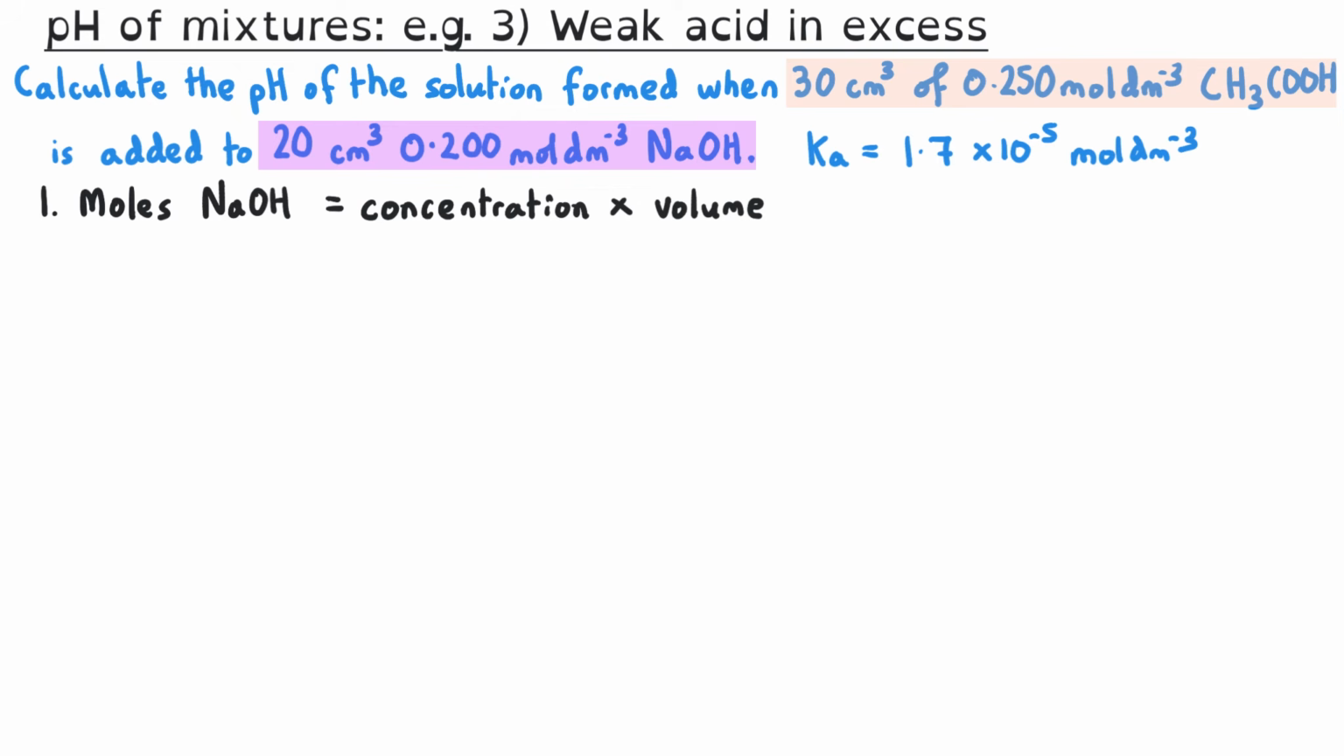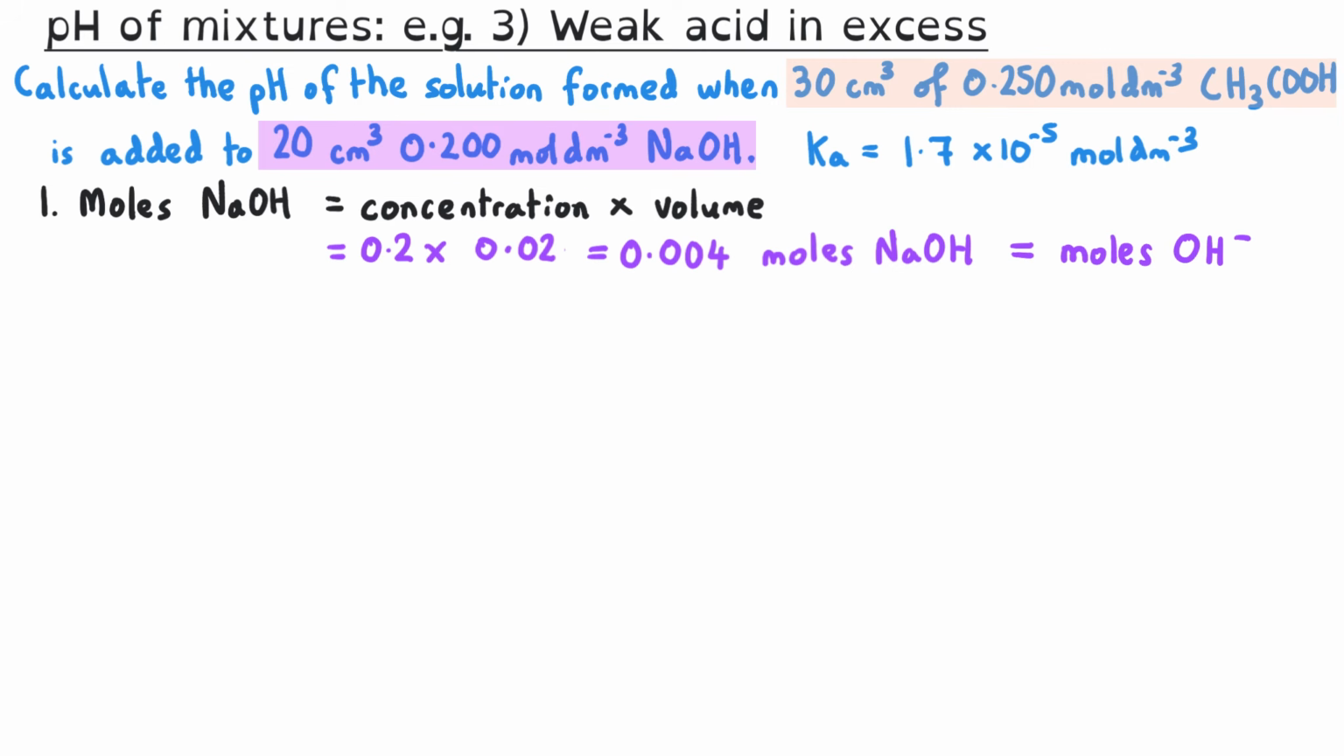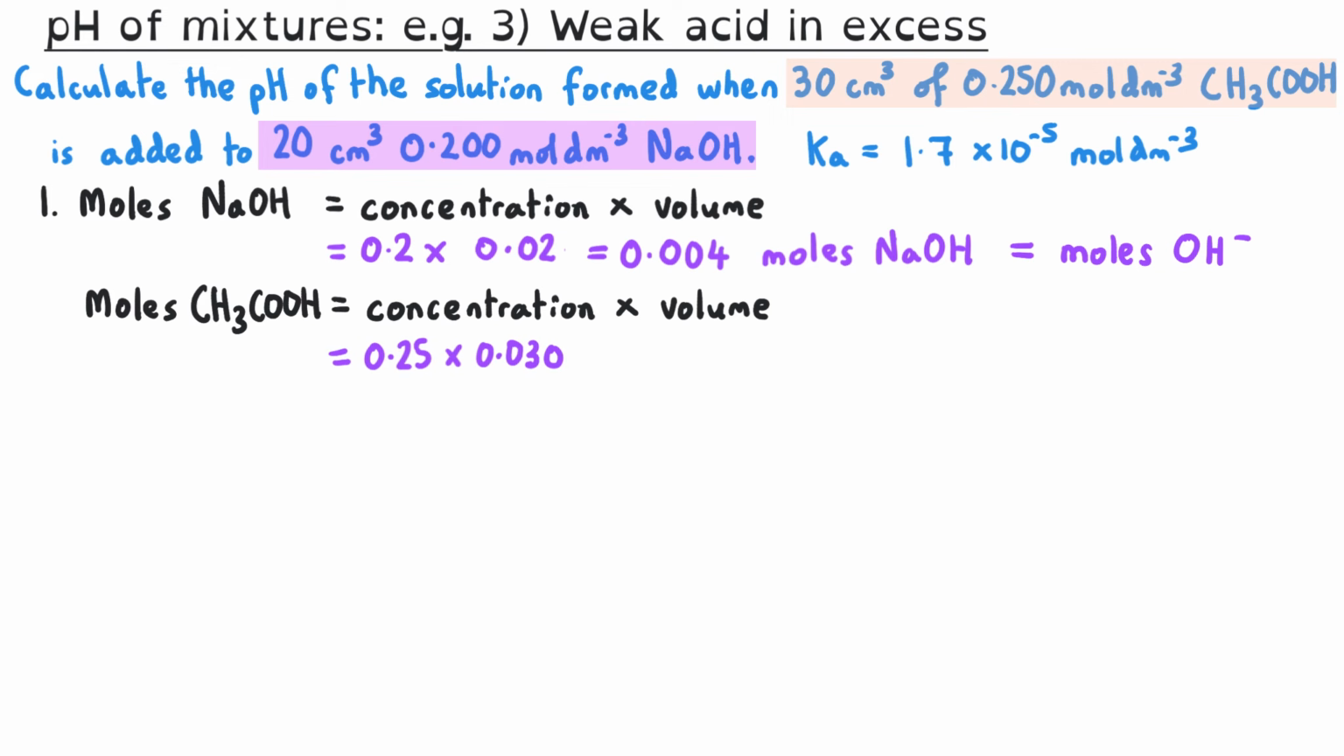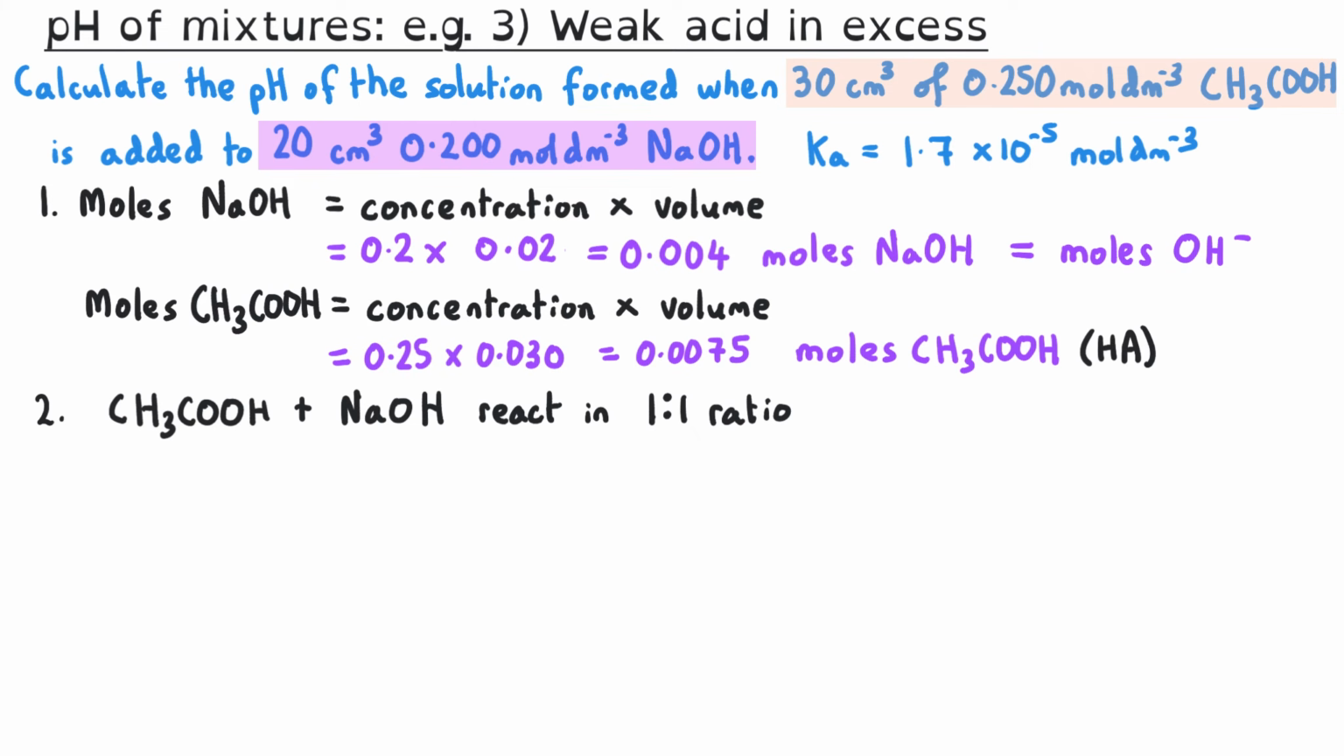So the moles of sodium hydroxide is the concentration, 0.2, multiplied by the volume, 0.02. That gives us 0.004 moles of sodium hydroxide and 0.004 moles of hydroxide ions. The moles of ethanoic acid is the concentration, 0.25, multiplied by the volume, 0.03, which gets us 0.0075 moles of ethanoic acid. Now, since ethanoic acid and sodium hydroxide react in a 1-to-1 ratio, it's nice and straightforward to work out what the excess will be.